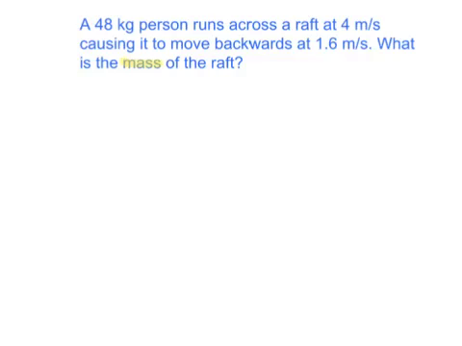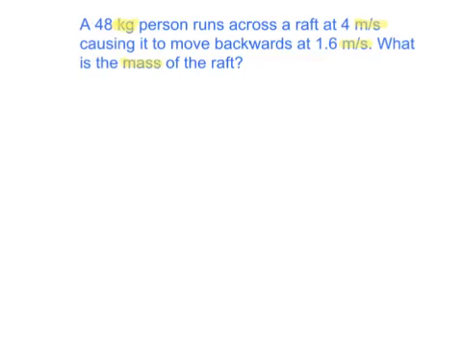Now what I encourage you to do is look for the other pieces of information that you have. I see I have a 48 kilogram person, that's also mass. Running across the raft at 4 meters per second, that's velocity. Causing the raft to move backwards at 1.6 meters per second, that's also velocity.